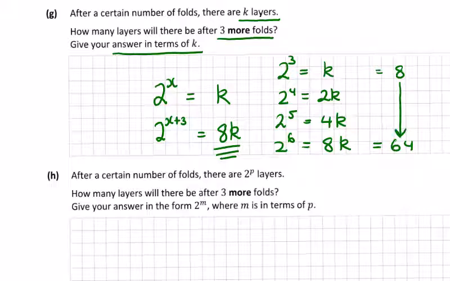After a certain number of folds, there are 2 to the power of p layers. How many will there be after 3 more folds? Well, that's going to be 2 to the power of p plus 3. We kind of introduced this one here. 3 more will be p plus 3. So with your brilliant knowledge, you've kind of answered this one above. 2 to the power of p plus 3 goes from 2 to the power of 3 to 2 to the power of 6. We use a real life example, which is always handy in these ones where we have unknowns. So a good bit of knowledge required in this one. Exponential growth, functions in the scientific notation.